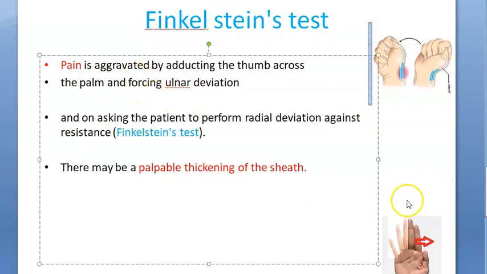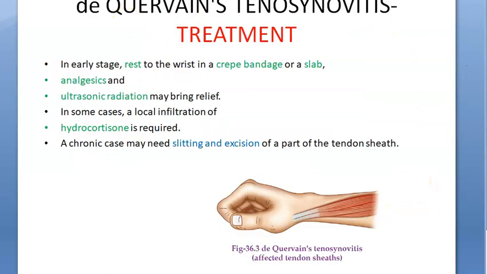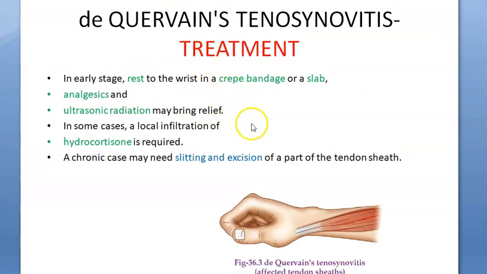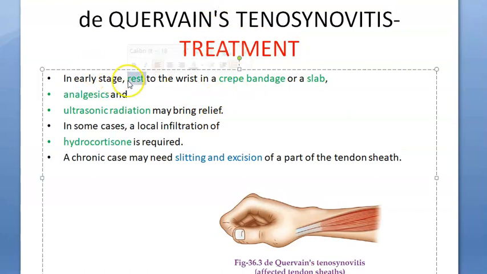In de Quervain's tenosynovitis. Then, how will you treat this condition? Ask them to rest with a crepe bandage or slab. Just ask them to rest it. Give some analgesics as painkillers. Ultrasound radiation may bring relief. This is the first time we are reading something like this, right? Which radiation? Ultrasonic radiation, not ionizing radiation. And this sounds more like physiotherapy to me. Then you can give hydrocortisone infiltration, that is, you can inject it.